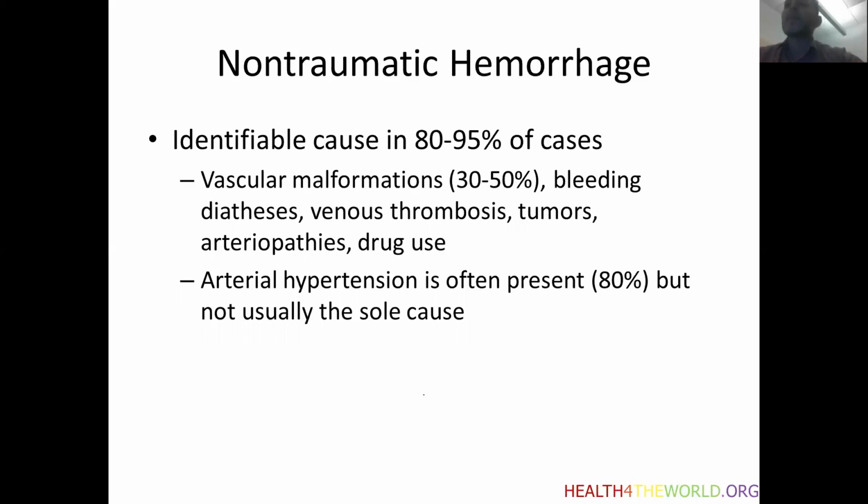Of these, by far the most common cause is a vascular malformation. So at least a third and up to half of hemorrhage in children is caused by a vascular malformation. There are other causes that are rare, including bleeding diatheses, venous thrombosis, intracranial tumors, arteriopathies, and use of certain drugs, particularly amphetamines and cocaine. Arterial hypertension is often present in children with hemorrhage, but it's usually not the sole cause.